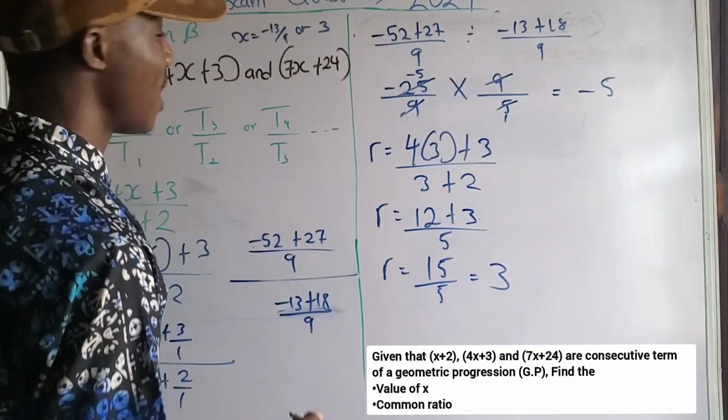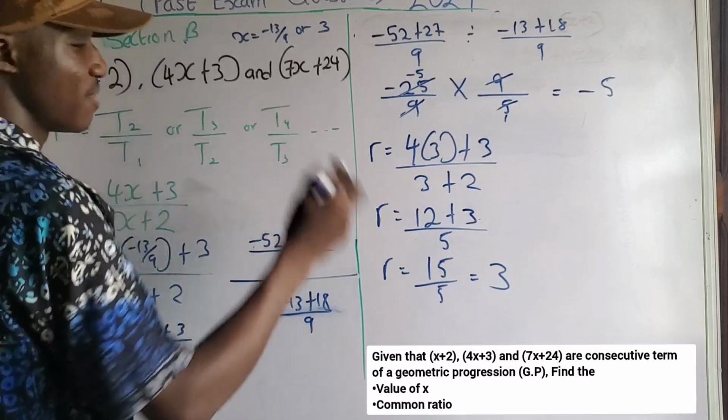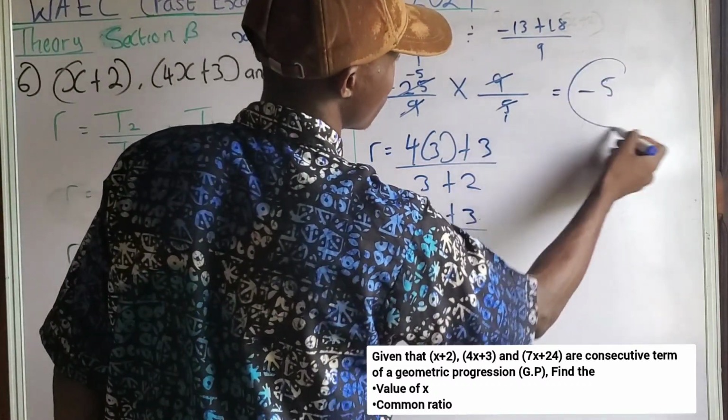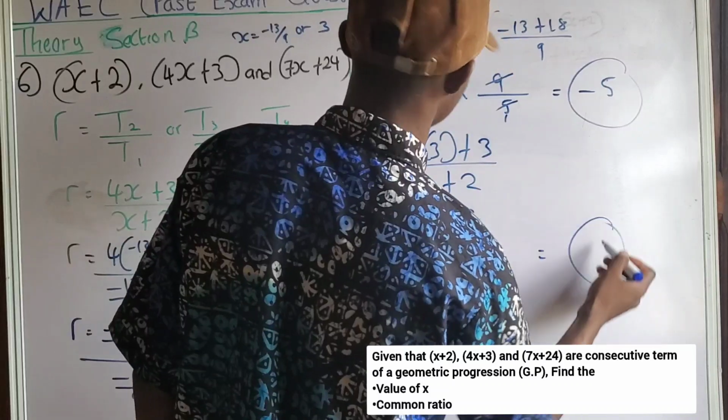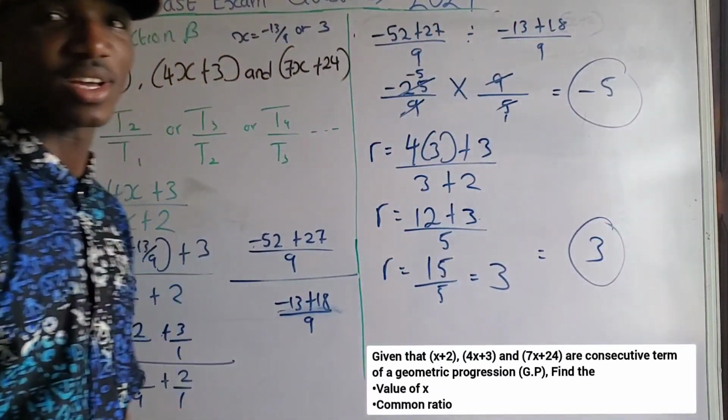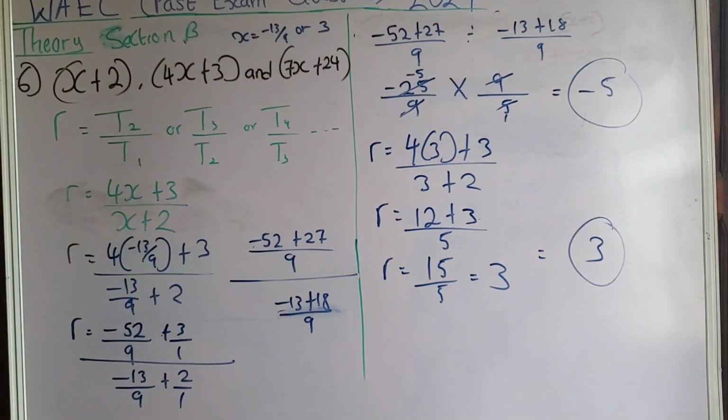So when x is negative 13 over 9, the common ratio is minus 5. And when x is 3, the common ratio is 3. Do you understand? So that is the solution to that question. I'm very sure you understand it.